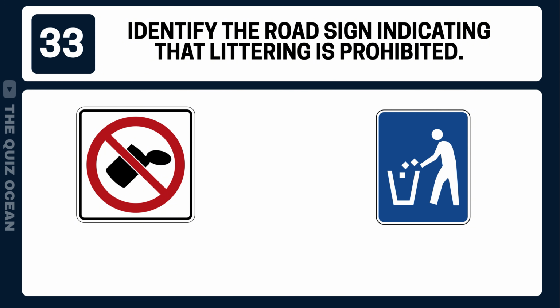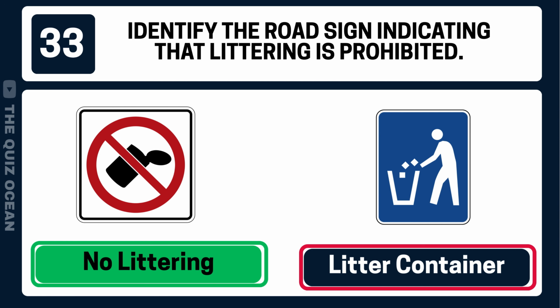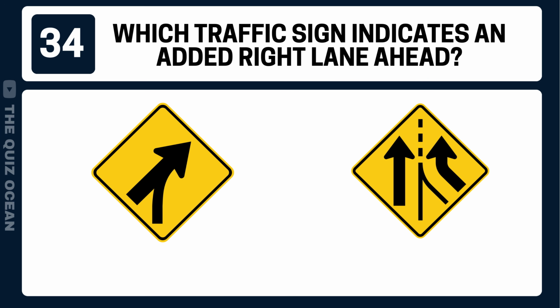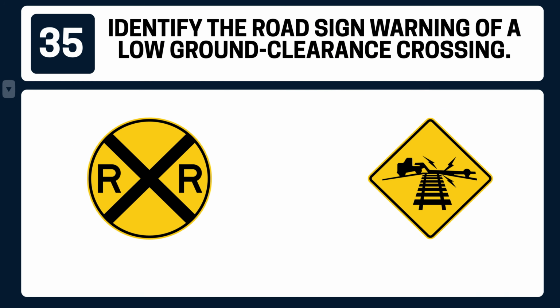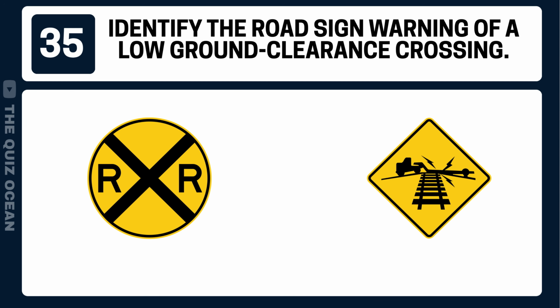Identify the road sign indicating that littering is prohibited. Which traffic sign indicates an added right lane ahead? Identify the road sign warning of a low ground clearance crossing.